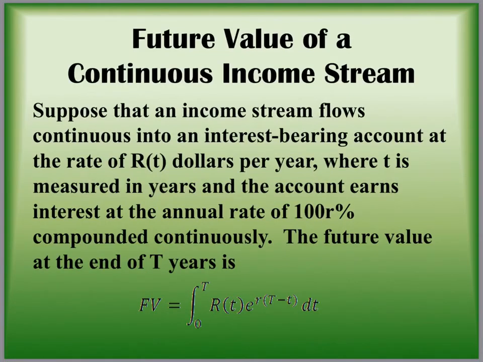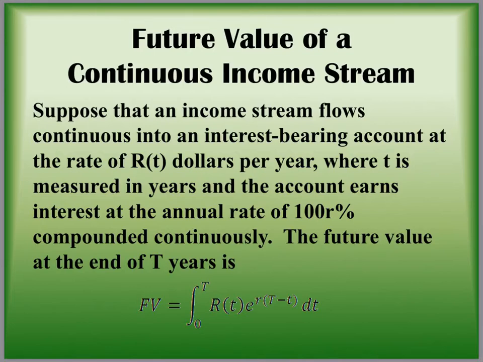All right, so this is actually new information. You've never seen this before. This is called future value of a continuous income stream. This is in 6.2 in your book. It talks about how you estimate your future value of an investment, knowing certain pieces of information. It says, suppose that an income stream flows continuously into an interest-bearing account at a rate R of t dollars per year, where t is measured in years. The account earns interest at an annual rate of r, compounded continuously. The future value at the end of capital T years is written down here below.